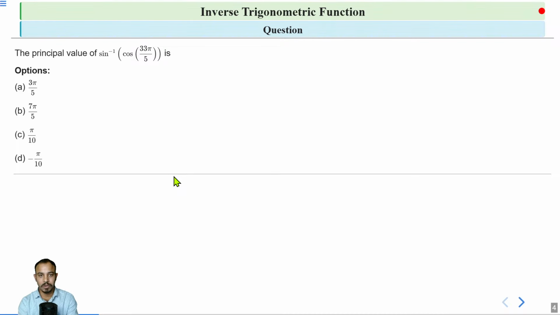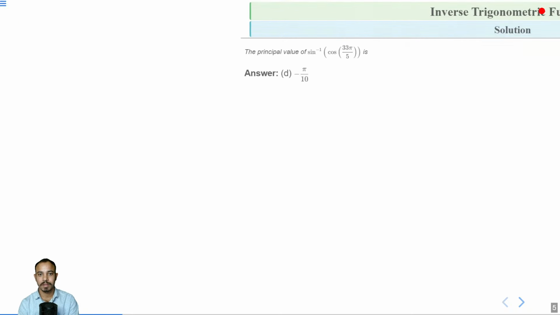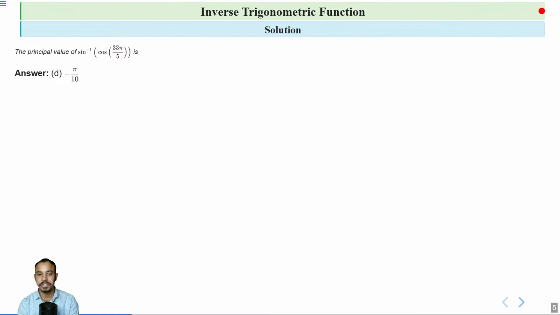Okay, I hope you got your answer. Now let's check which option is correct here. The correct answer is option D. So first of all, match with your answer. Then see the formulas and key points that we use here. The first key point is sine of pi by 2 minus theta equals cos theta. You will know this formula.